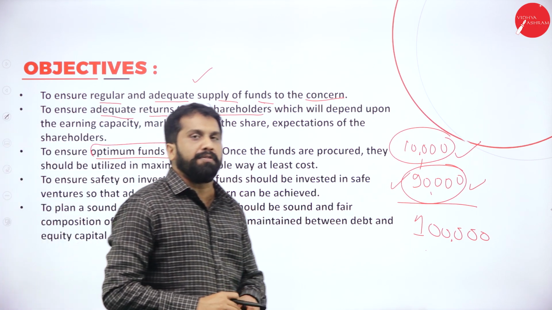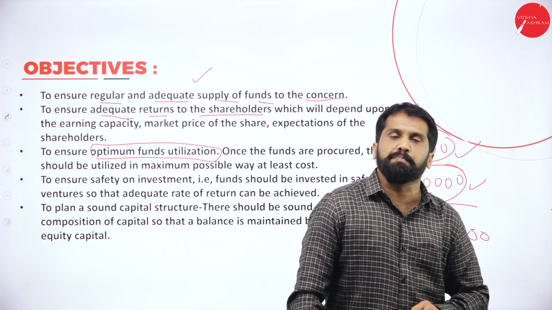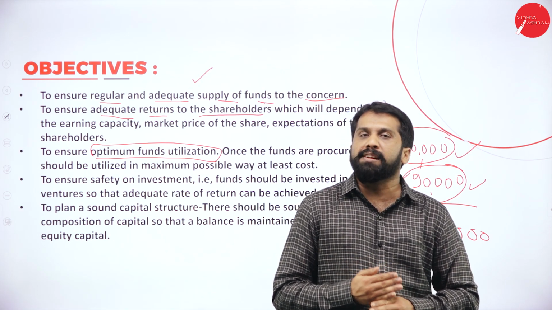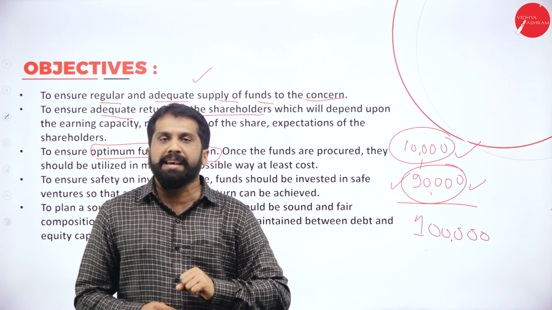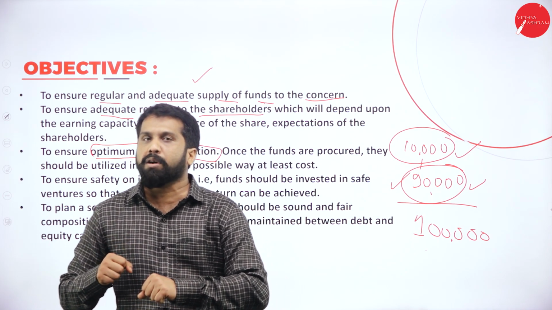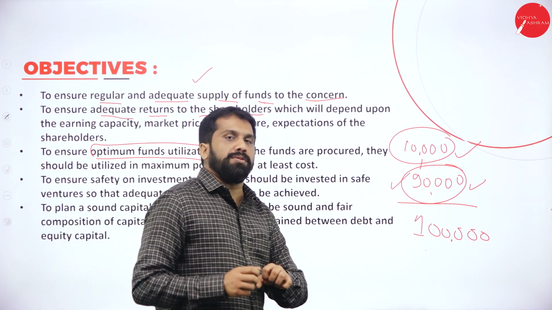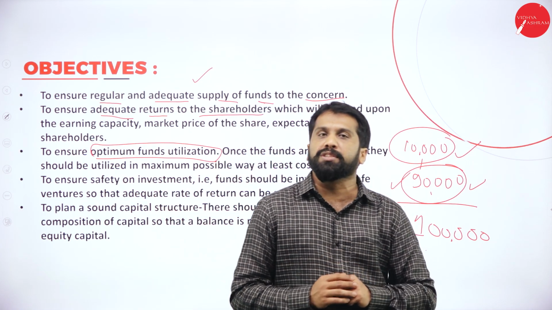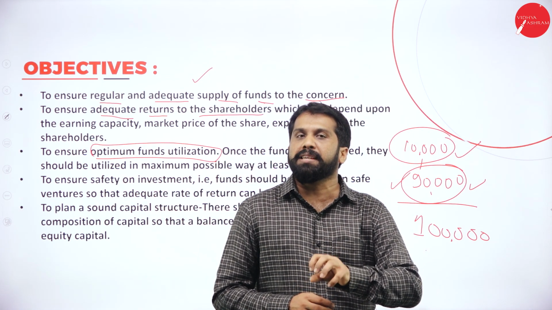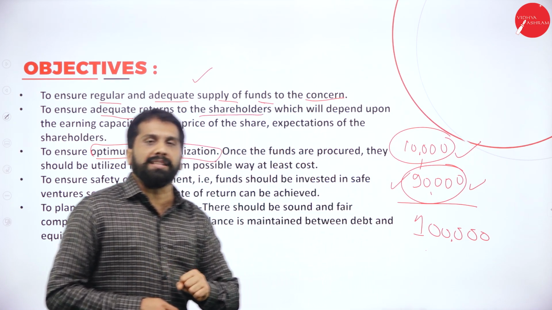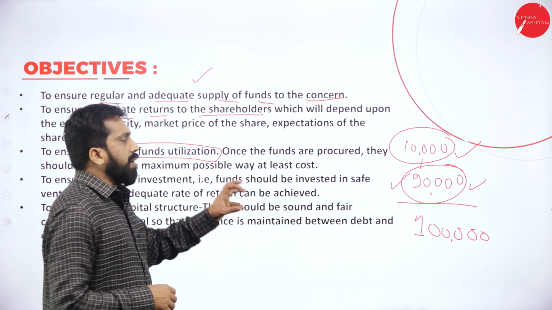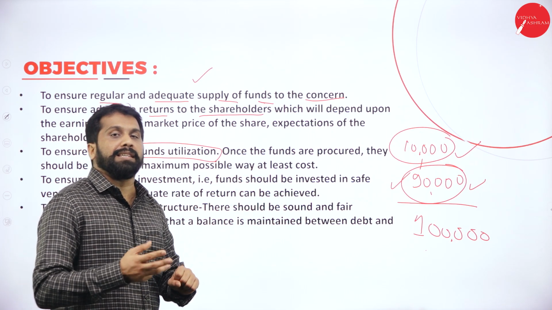So what is optimum fund utilization? Very simple. Normally our politicians, what they will do, like if there is any improvement in the area, they will collect money from the government, and if they use it properly, few ministers are there, they utilize the money properly. So they have collected 1 crore from the government, and the complete 1 crore they have spent for development.